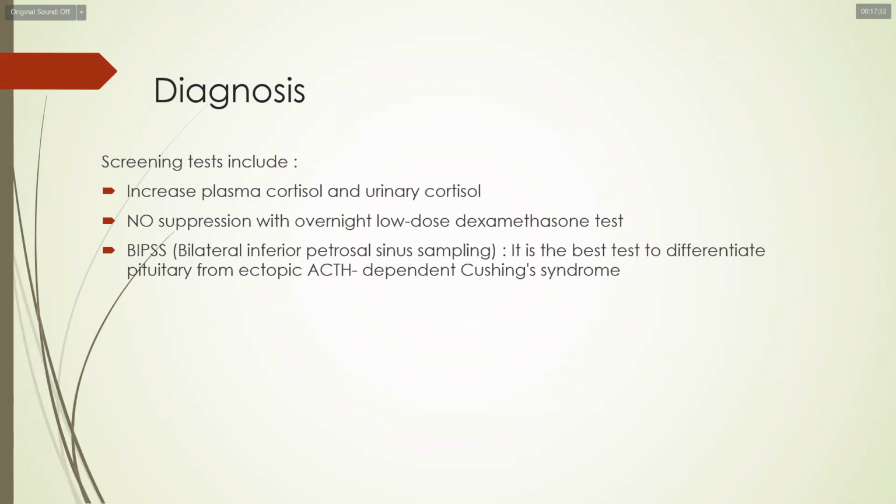For the diagnosis, we will have an increase in the plasma cortisol and urinary cortisol. Nowadays, the urinary cortisol is better than the plasma. The test will be 3 times more than the normal amount. We have dexamethasone suppression test, 1 milligram. Normally it's suppressed. If we have no suppression with overnight low dose, we have Cushing. As for the bilateral inferior petrosal sinus sampling, it's the best way to differentiate between pituitary and ectopic ACTH dependent Cushing disease. Next.